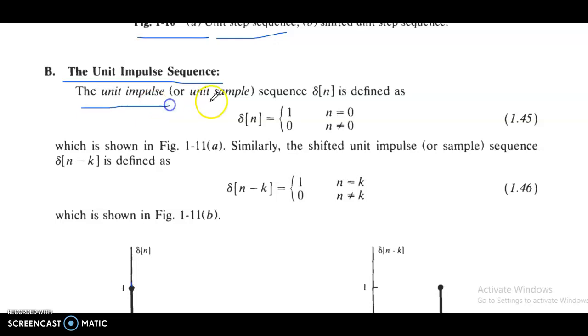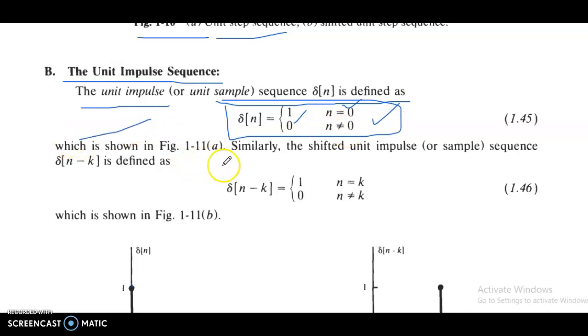The unit impulse or unit sample sequence δ[n] is defined as δ[n] = 1 when n = 0, and δ[n] = 0 when n is not equal to 0, which is shown in figure 1.1a.